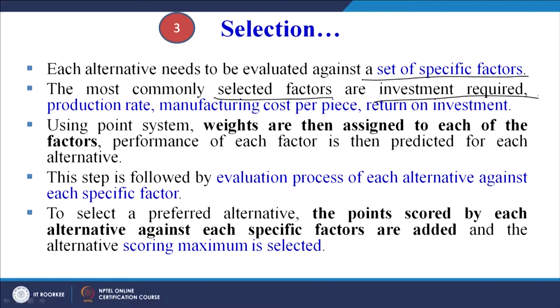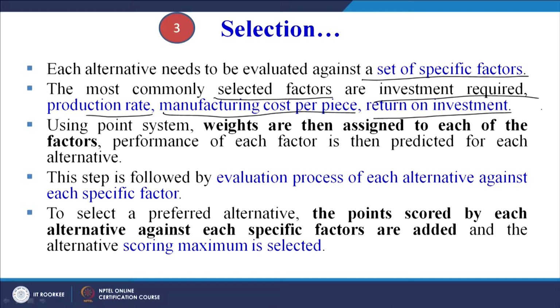So the most commonly selected factors are given here: what is the investment required, the production rate if we automate, as per my example, the manufacturing cost per piece, and the return on investment. These are the important factors to be taken into account when we are developing or selecting a new method. During development there are 3 stages: evaluation, then investigation, and the third one is selection.